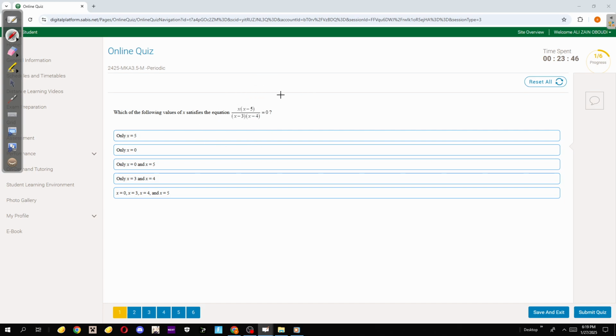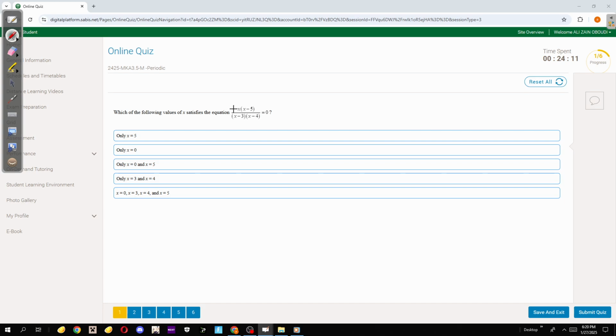For a fraction to equal 0, you have to have the numerator, not the denominator, the numerator equals 0. Why? Because if the denominator equals 0, that fraction is undefined. So for questions like these, just ignore the denominator. Focus, how can you get the numerator to equal 0? For this specific question, we have two options.